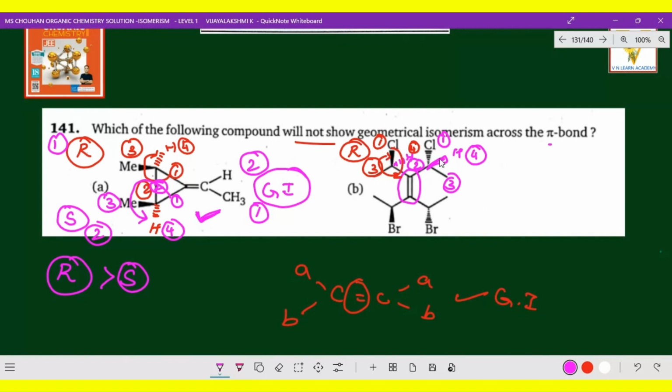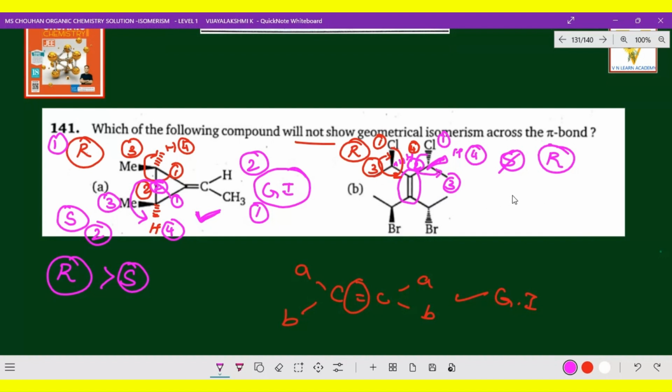Yes. But here this is actually 1, 2, 3, 4. So this is anti-clockwise. But due to that exchange of wedge and dash, it will go out and R will be there. So both are R and R. Right. Now both are R and R. The same way this also is R, wedge side, dash side. So here also you can identify the same.